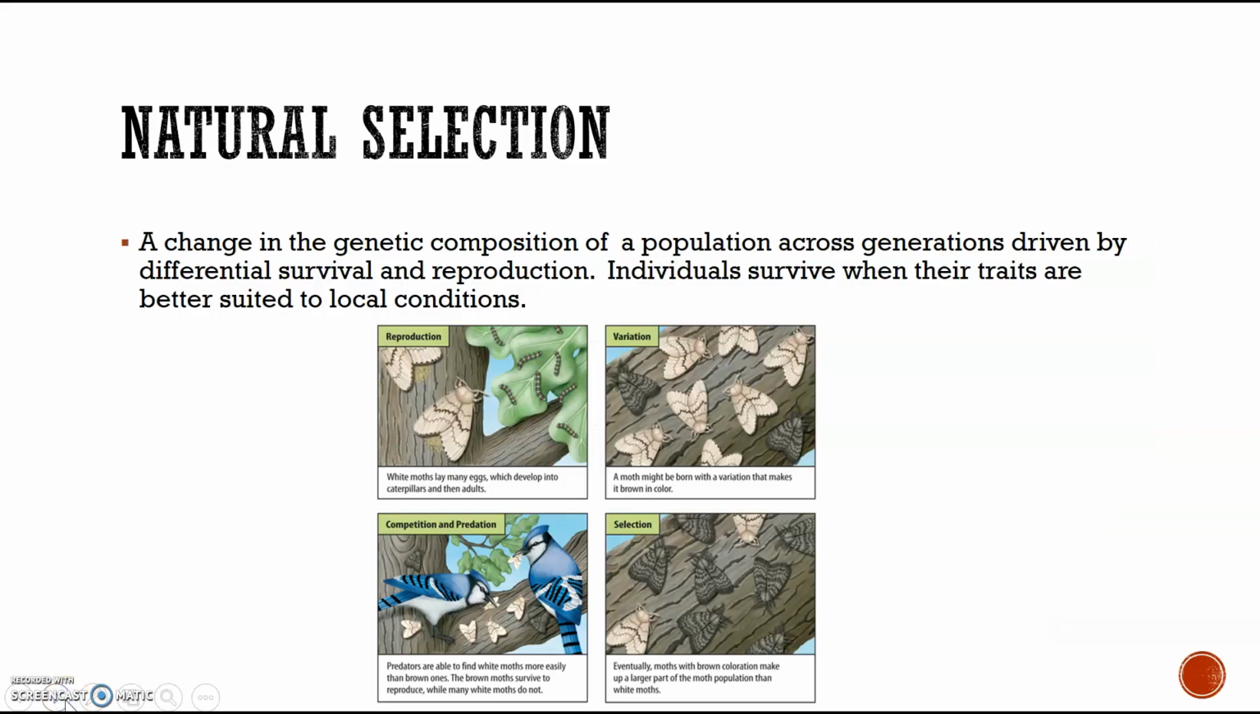From 2 weeks ago, we talked about natural selection. The basic definition of natural selection is a change in the genetic composition of a population across generations driven by differential survival and reproduction. Basically, if individuals in a population have some trait that gives them a selective advantage, they are more likely to survive, reproduce, and pass on that trait that gave them that advantage.